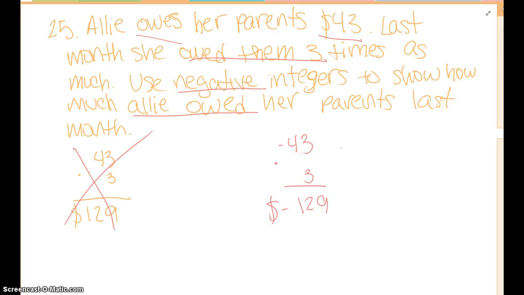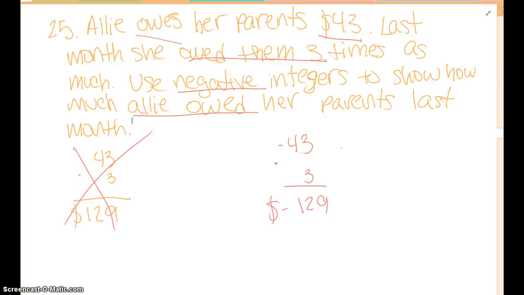Well, number 1, because it says that she owed it, and that means that she's taking money out of the bank or out of her money. She's not putting it in. Putting it in would be positive, taking it out would be negative. The second reason would be because it's in the problem, and we were supposed to use negative integers.